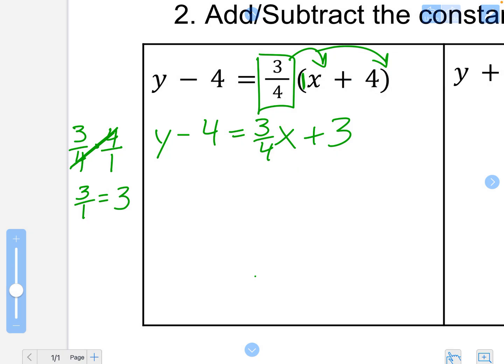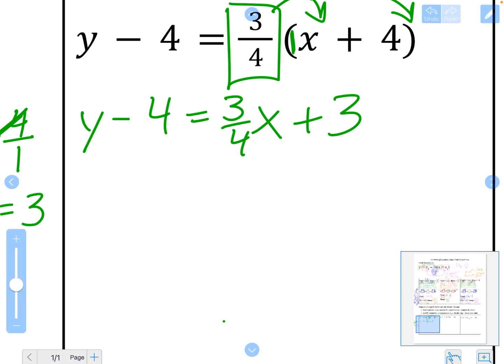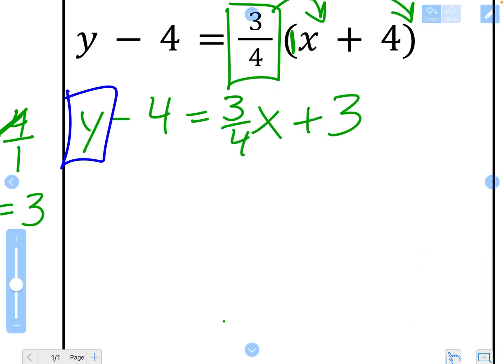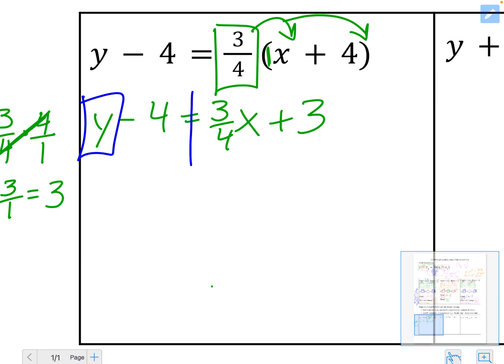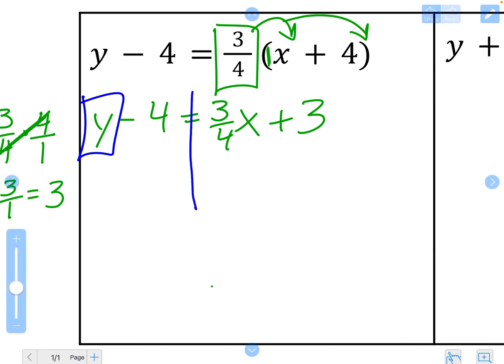And remember, we want to get this into slope-intercept form. And our slope-intercept form is y equals. So I'm going to put a box around my y because I want my y to stay in that spot and then move everything else beside it to the other side. So what that means is the only thing that's left beside it is my -4. So to move my -4, I need to change it to positive. And then I need to figure out where to move it.